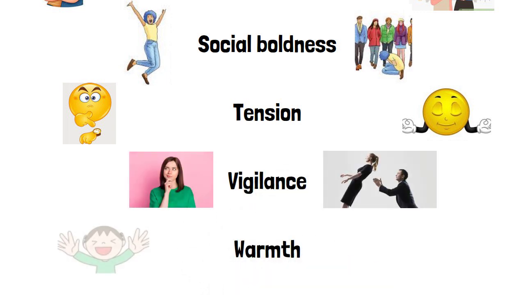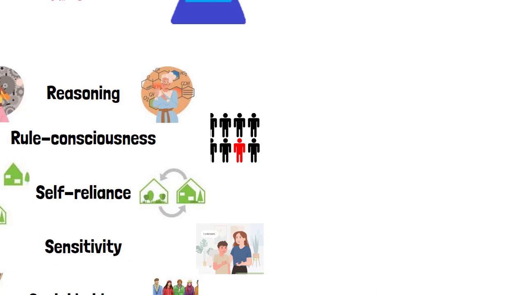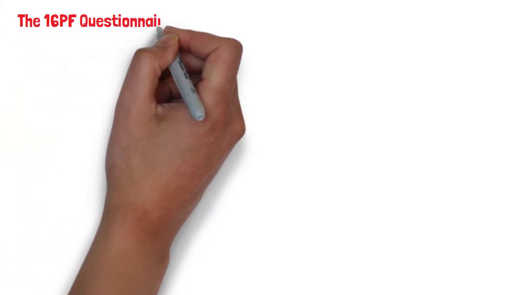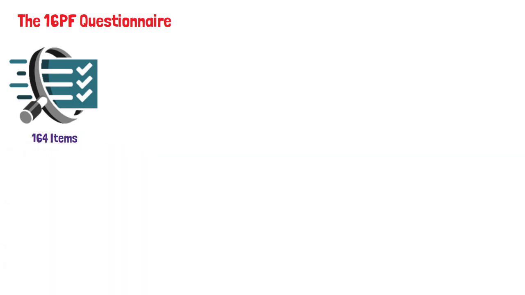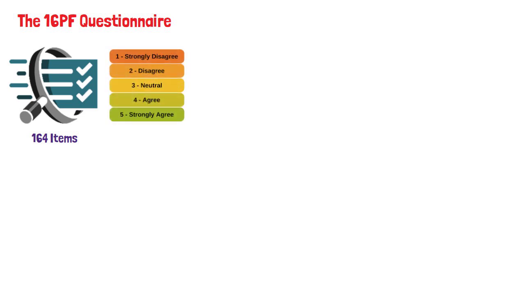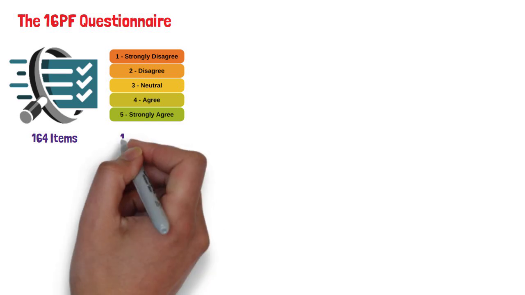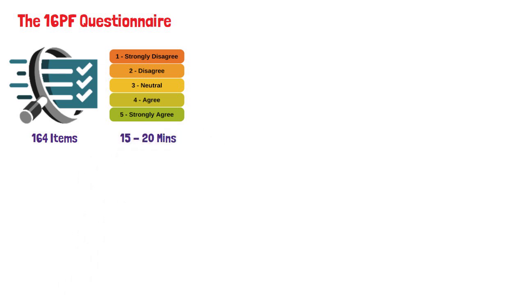versus reserved. Cattell's 16PF questionnaire is still used frequently today. This personality test consists of 164 statements about yourself. You need to indicate how accurately each statement describes you. On a 5-point Likert scale, it will take most people around 15 to 20 minutes to complete. It's administered electronically or on paper, usually by a trained professional.